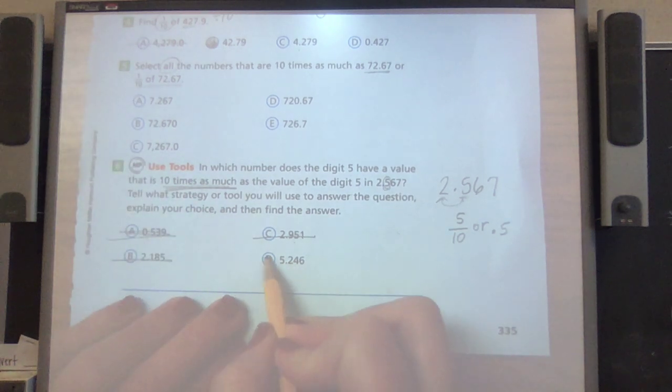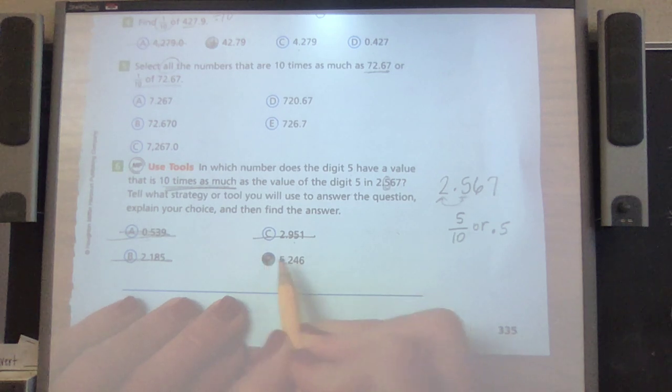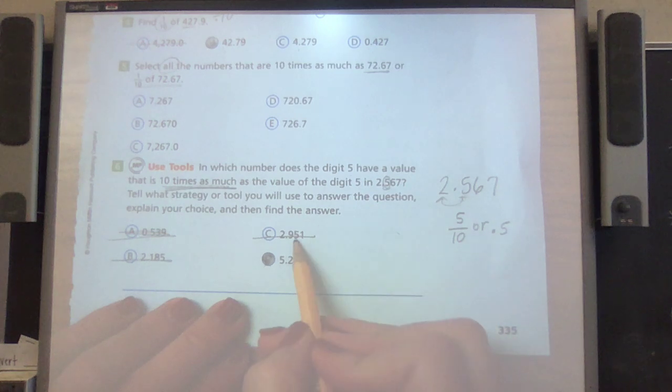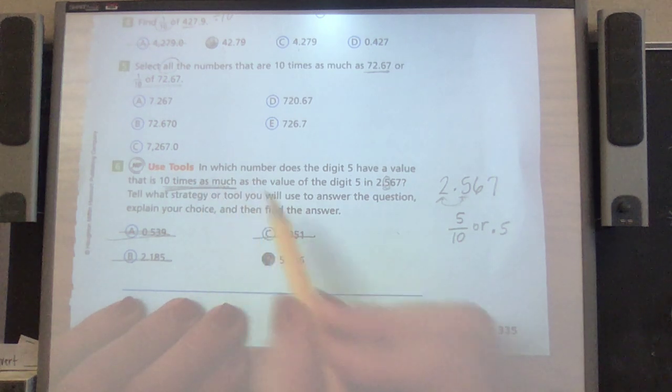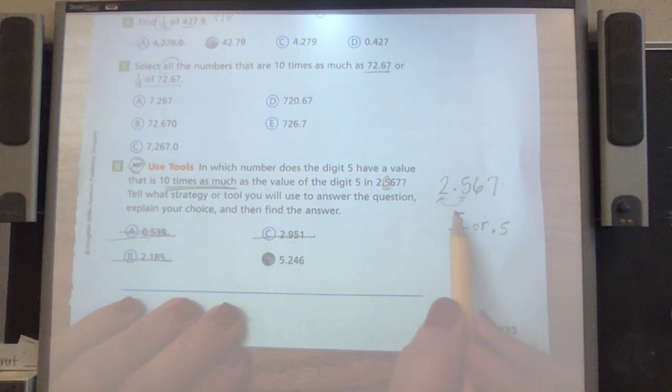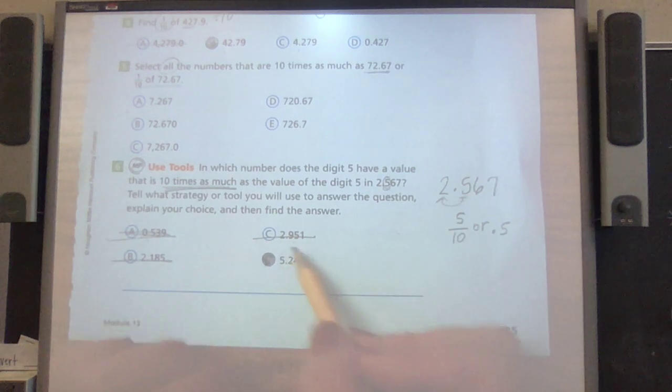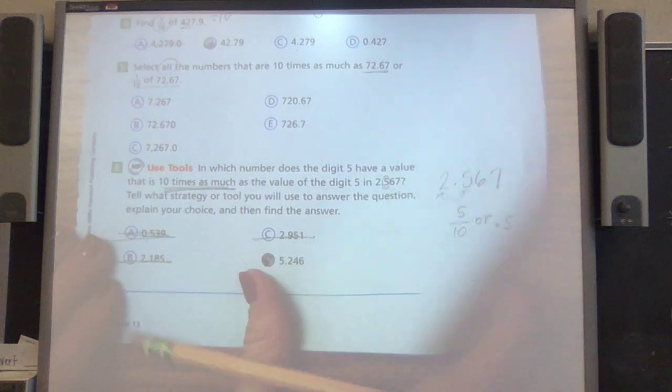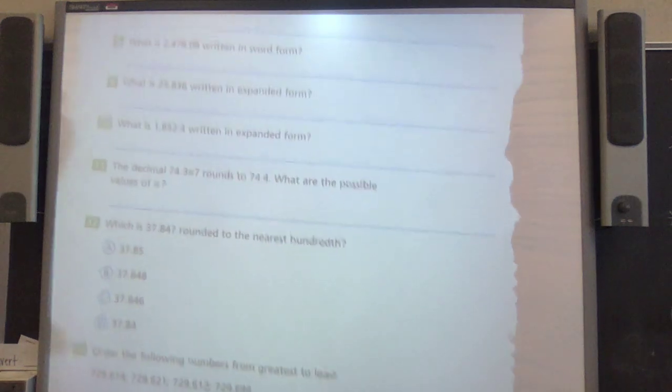It has to be D because that's the only one that shows it greater. The only one. All the rest of them are the same or smaller. So again, all you needed to realize was, is it smaller or bigger? All right, let's turn it over.